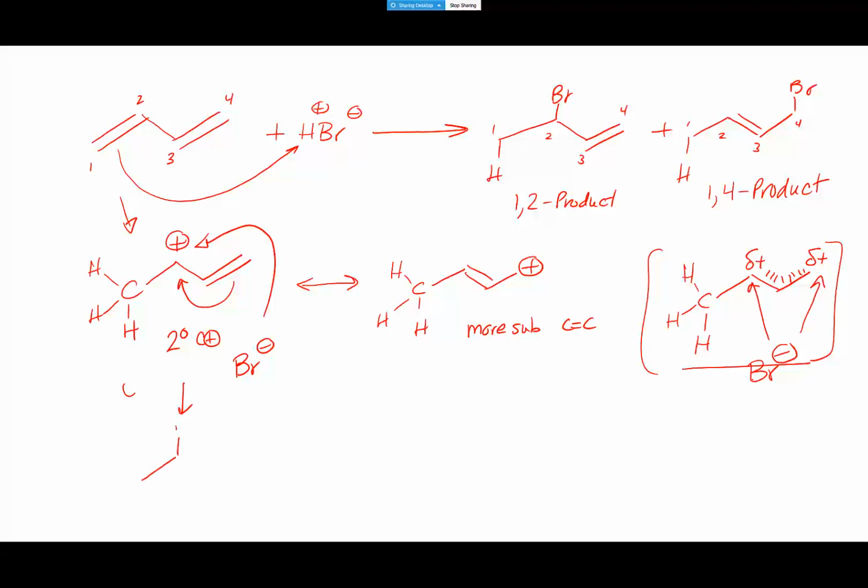So now I'm going to end up with the Br adding to the secondary allylic. And then over here, my Br is going to come in, and it's now going to add to the primary allylic. And so now I've made my 1,2 and my 1,4 products. So where did the 1,4 product come from? The second resonance structure of the allylic carbocation.